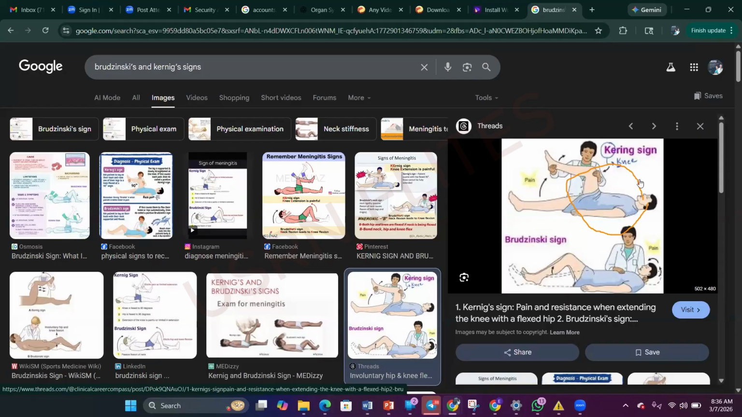So there is the Kernig sign. The knee and the hip will be flexed while the patient lies flat. And what will we see? There will be pain or resistance when the person tries to extend.